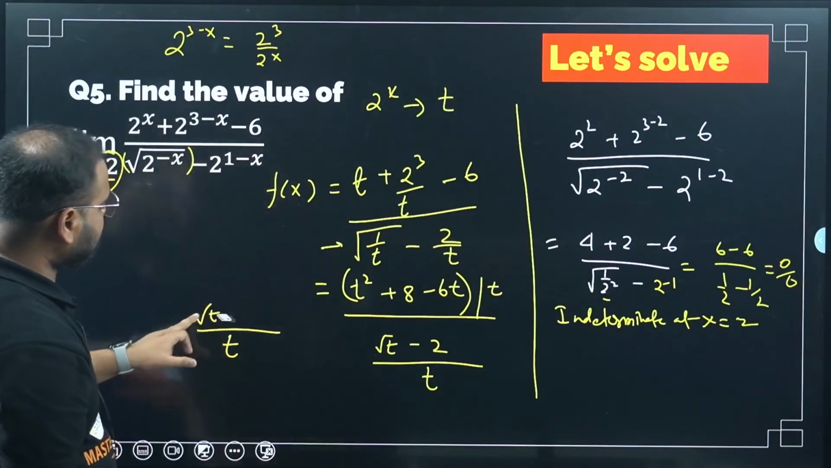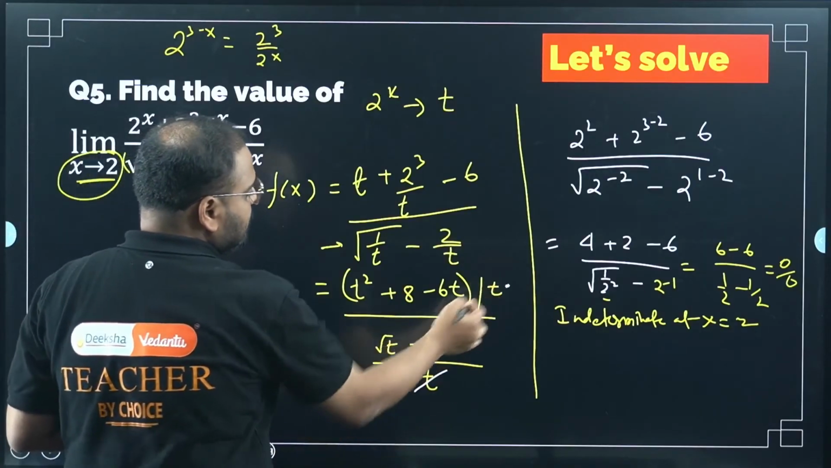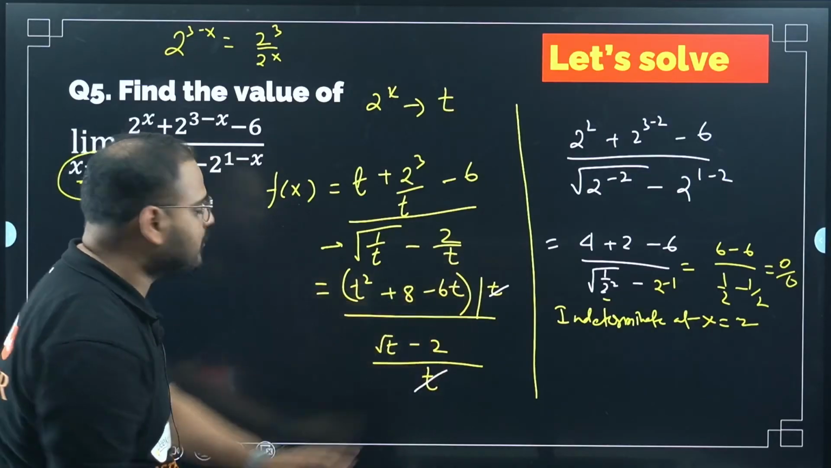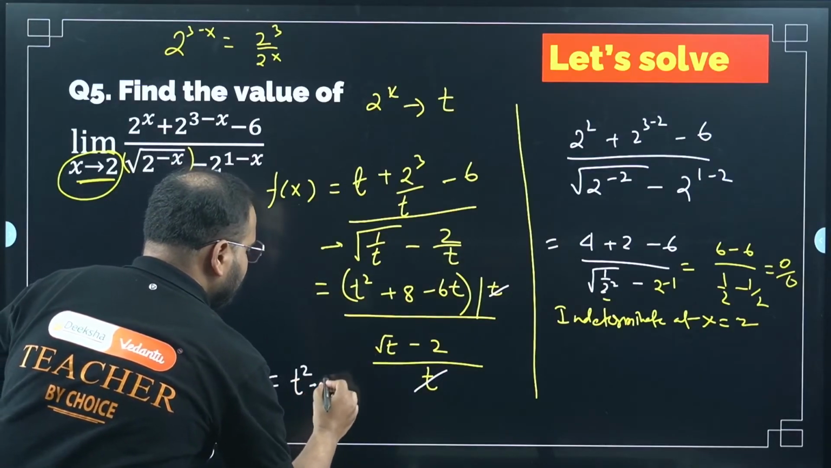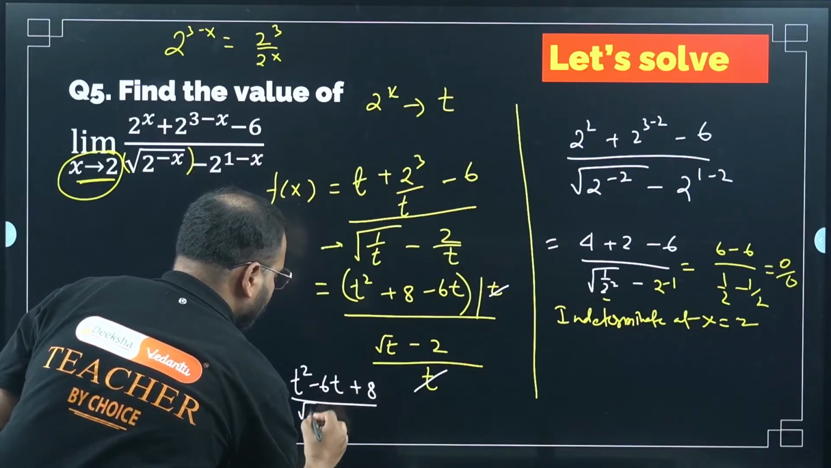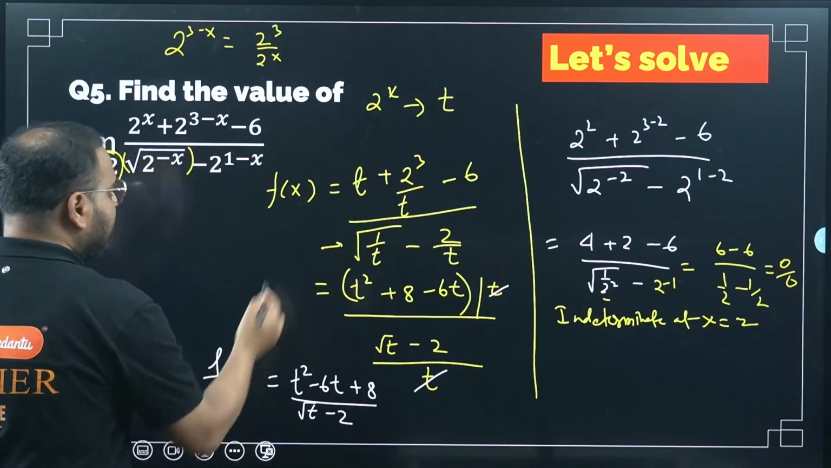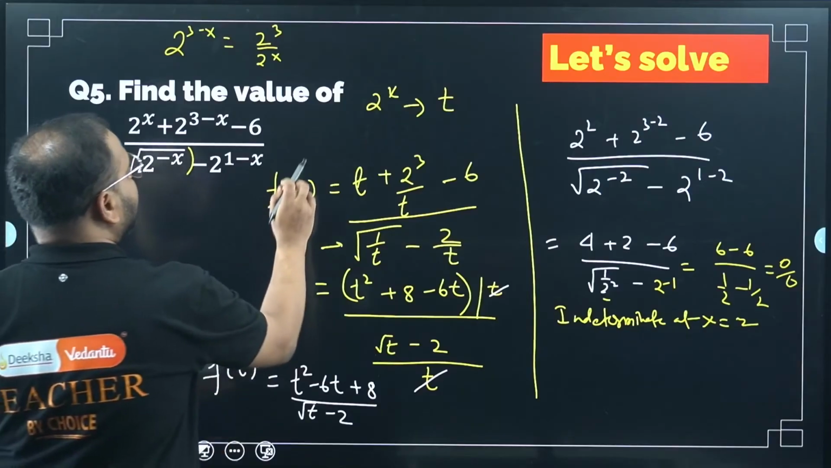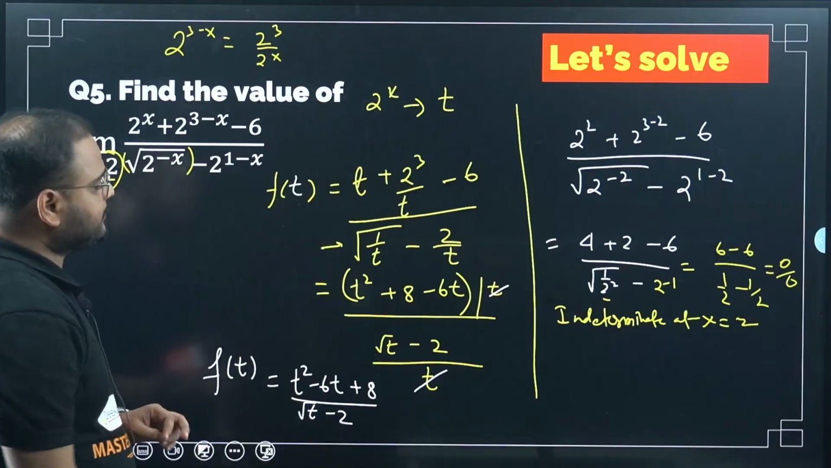Okay, sir. This much you understood, sir. All right. Let's check here. This t and t will cancel each other, correct? Because both of them are denominators of both numerator and denominator. What do I get as the final function? T square minus 6t plus 8 upon root t minus 2. This is my new function. Is it in x? No, sir. It is in t. So I have to erase it over here and write it as t.